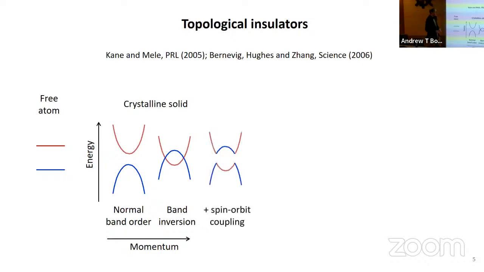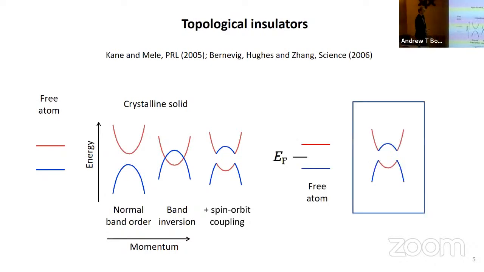Now, usually what happens when bands cross like this is you get some hybridization, for example, due to spin-orbit coupling. And so you open a gap and then you end up with an insulator like that. But what's interesting and important here is that the bands are in the inverted order compared to the original orbitals. They're in the opposite way around.